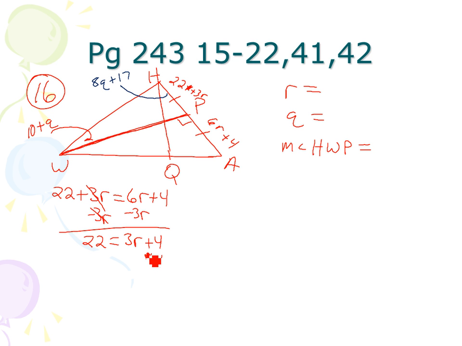Oops, don't add 4. That's what happens when you get in a hurry. What's R equal then? 6. Now what? Then you can do the 10 plus Q. This is going to be a lot. You can shorten it up, but 10 plus Q plus 8Q plus 17 plus 90 equals 180.